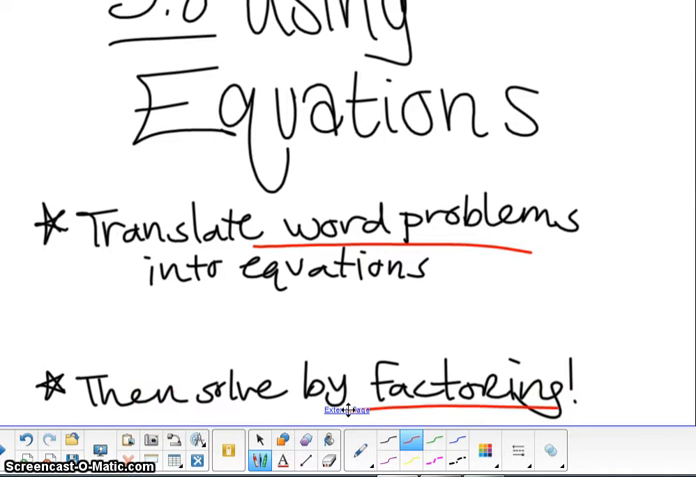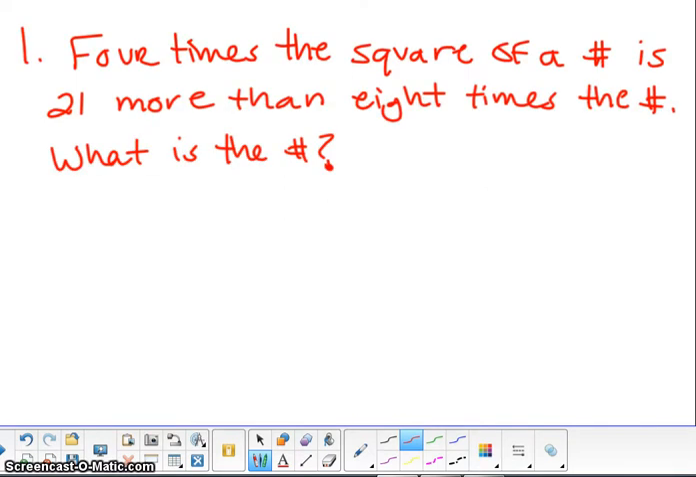So the first problem is 4 times the square of a number is 21 more than 8 times the number. What is the number? Okay, go ahead and push pause and write that down. And now look for keywords. For example, you see where it says 4 times the square of a number.